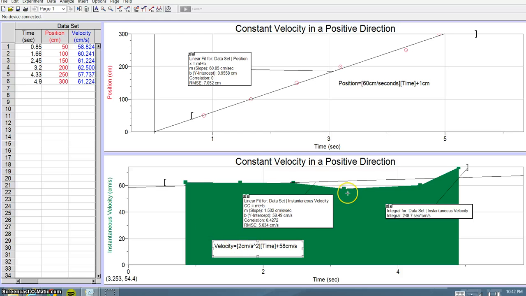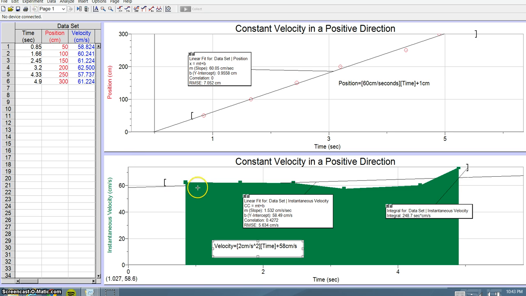And so basically, if you look at the y-intercept, which is 58 centimeters per second, this tells you your initial velocity at 0 seconds. And so at 0 seconds, the object had a velocity of 58 centimeters per second, and throughout this whole motion, the object should maintain approximately 58 centimeters per second because it is constant velocity.